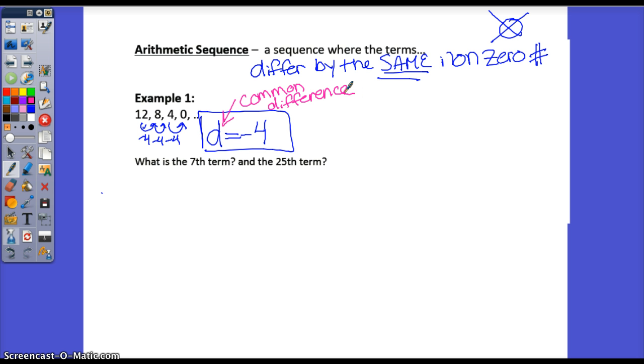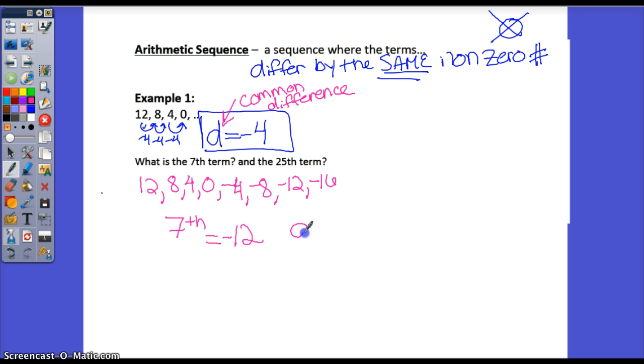What would be your seventh term in this? Well, you have 12, 8, 4, 0, minus 4, you're now at -4, -8, -12, -16, so that's 1, 2, 3, 4, 5, 6, 7. So you would say that the seventh term equals -12. The way that you would actually write this is A sub 7 equals -12.